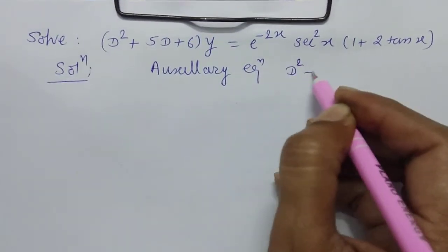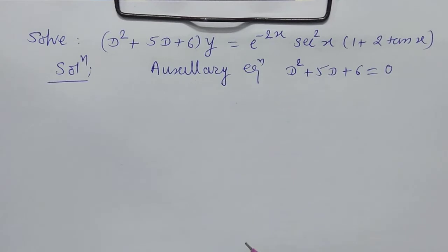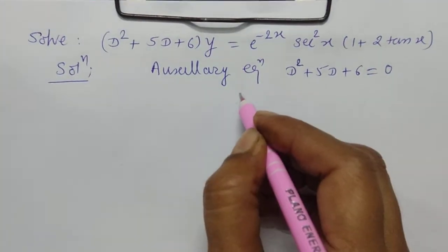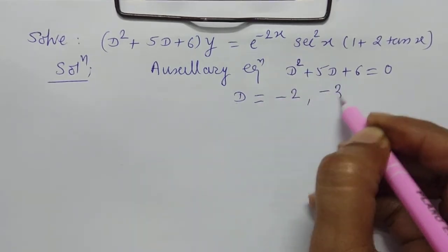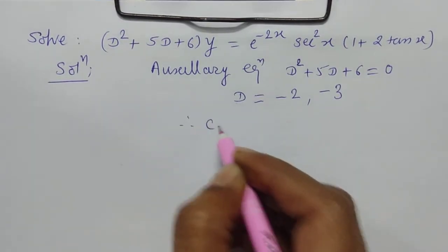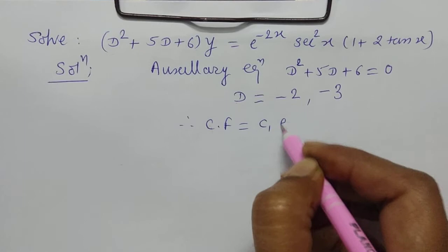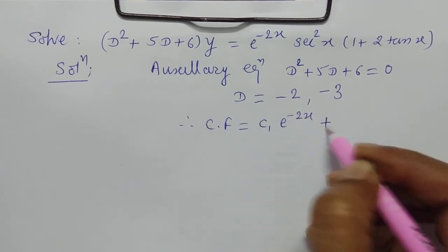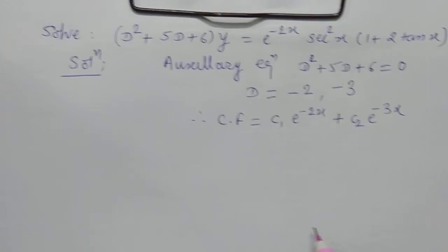So we get D squared plus 5D plus 6 equals 0. Use a calculator to get the values of D, the roots of this equation. The values are -2 and -3, isn't it? So we'll write CF, since real and distinct values of D are there. So CF is C1 e raised to -2x plus C2 e raised to -3x, isn't it?